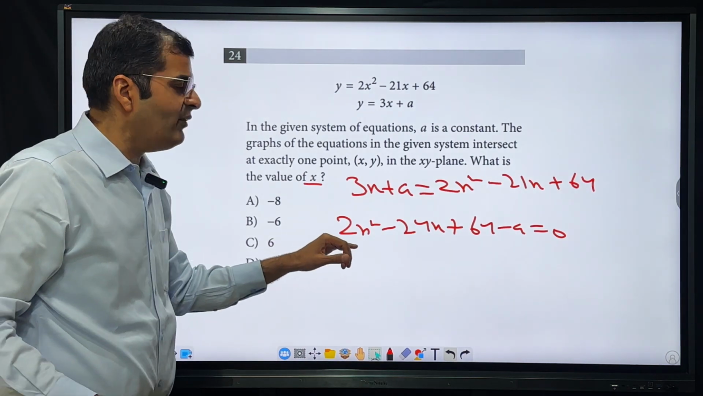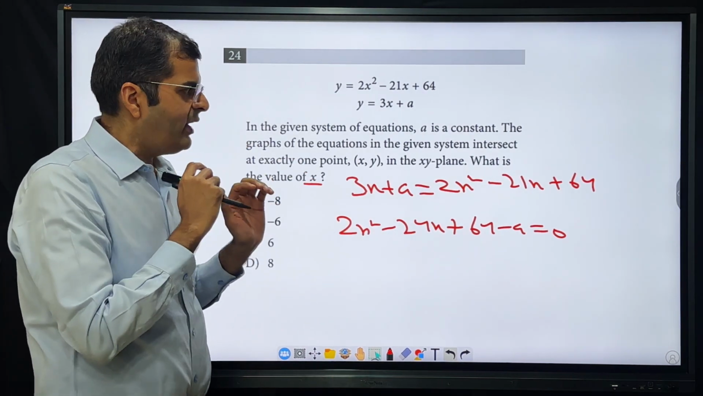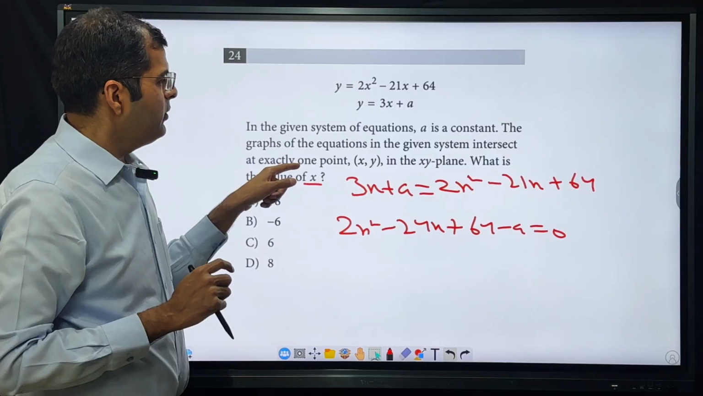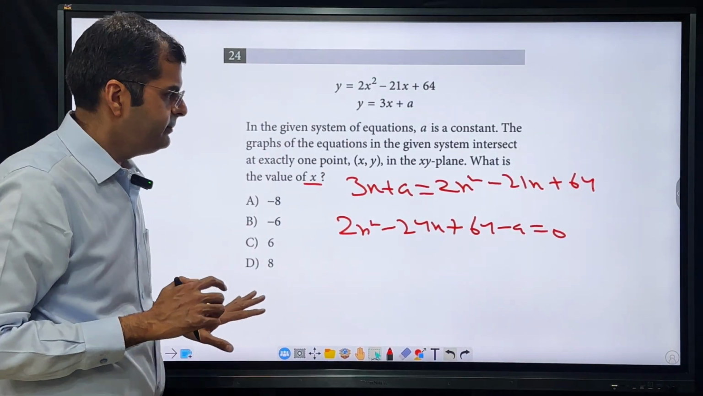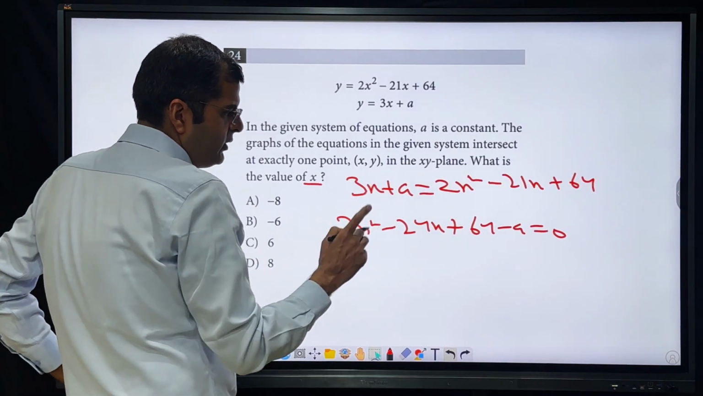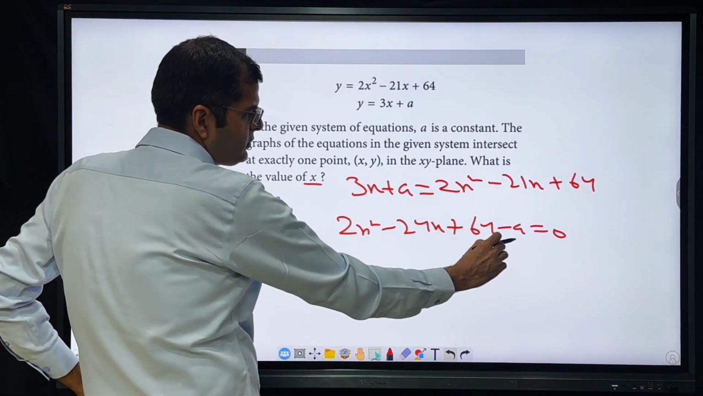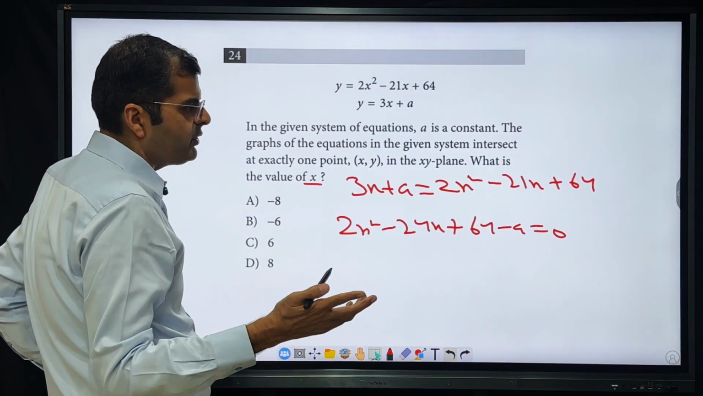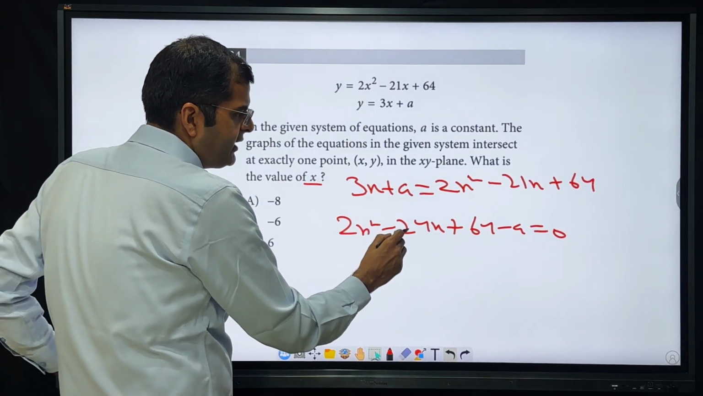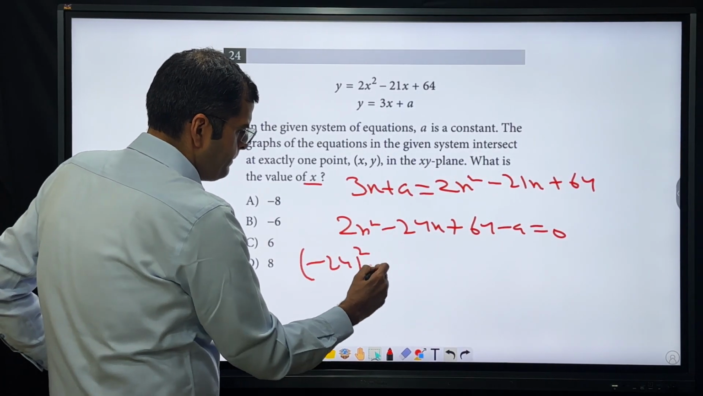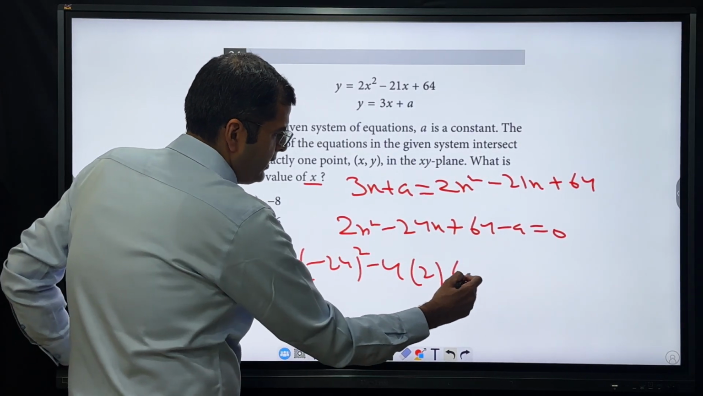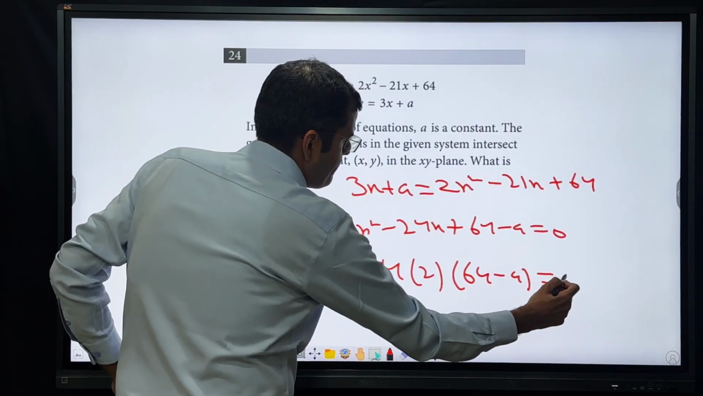Now x will have only one solution. Why? Because I will only get one single point of contact between the line and this curve. So if x has only one solution, that means the discriminant of this quadratic has to be equal to 0. So what is the discriminant of the quadratic? The discriminant of the quadratic is minus 24 square minus 4 into a, where a is 2 and c is 64 minus a.